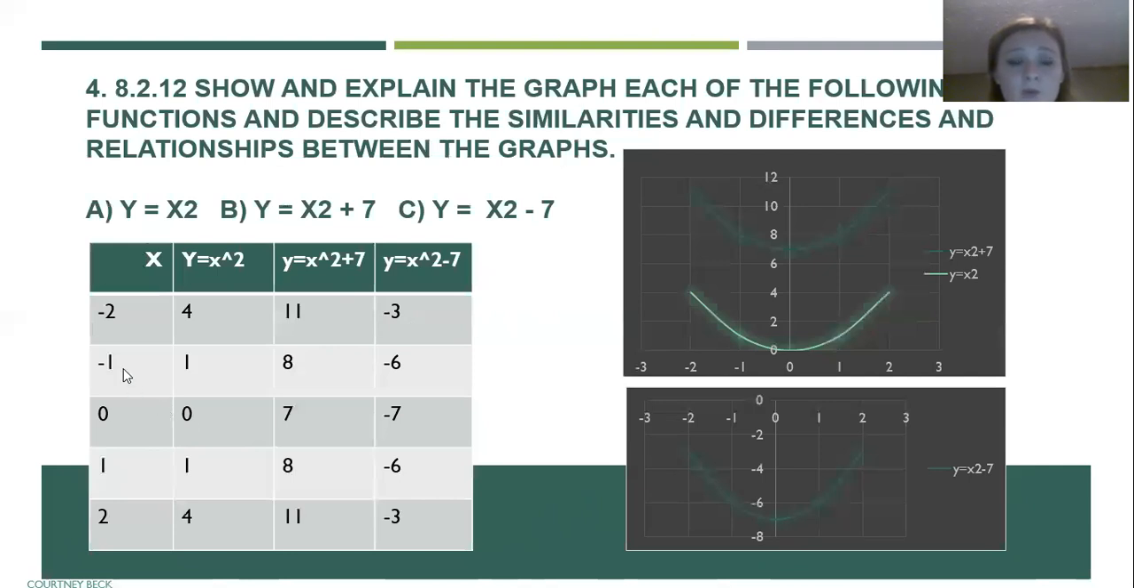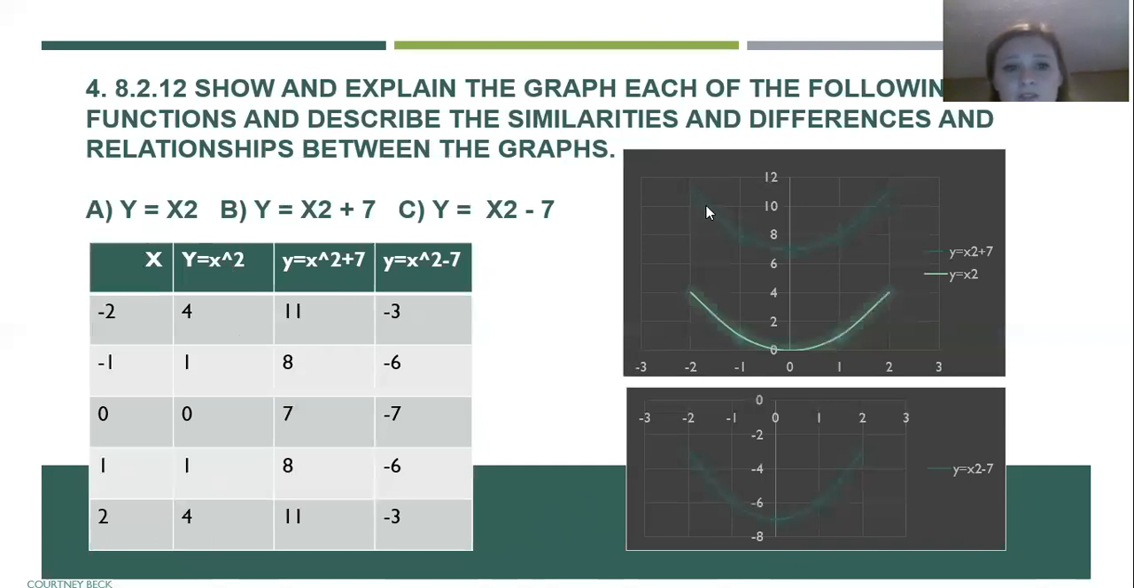Then I put in -1 squared, and I got 1. -2 squared is 4. This kind of looks like it's being multiplied, but it's not being multiplied. It's to the power of 2. So -2 to the power of 2 is 4.